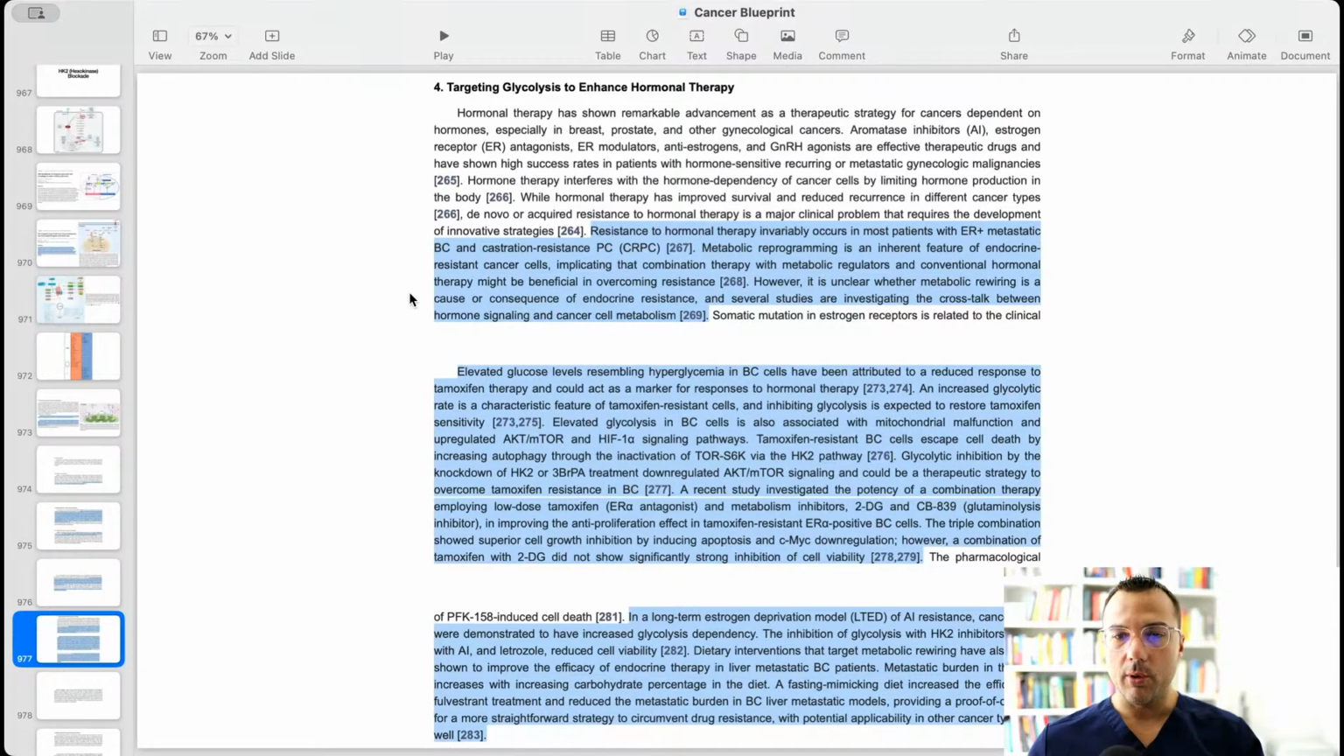However, it is unclear whether metabolic rewiring is a cause or consequence of endocrine resistance, and several studies are investigating the crosstalk between hormone signaling and cancer cell metabolism. Elevated glucose levels resembling hyperglycemia in breast cancer cells have been attributed to the reduced response to tamoxifen therapy and could act as a marker for responses in hormonal therapy. AKA, if you're on tamoxifen therapy or estrogen deprivation therapy and you have hyperglycemia, that's bad.